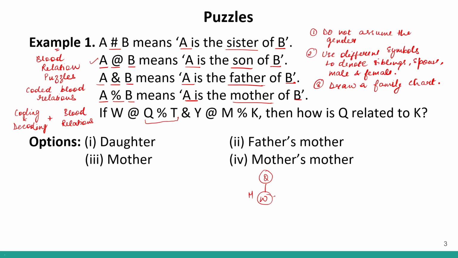Then moving forward, Q%T means Q is the mother of T. So if Q is the mother of T, W will have a sibling T, correct? And Q is the mother, so Q will be female. And T's gender we don't know yet, because it is given to us only that Q is the mother of T.